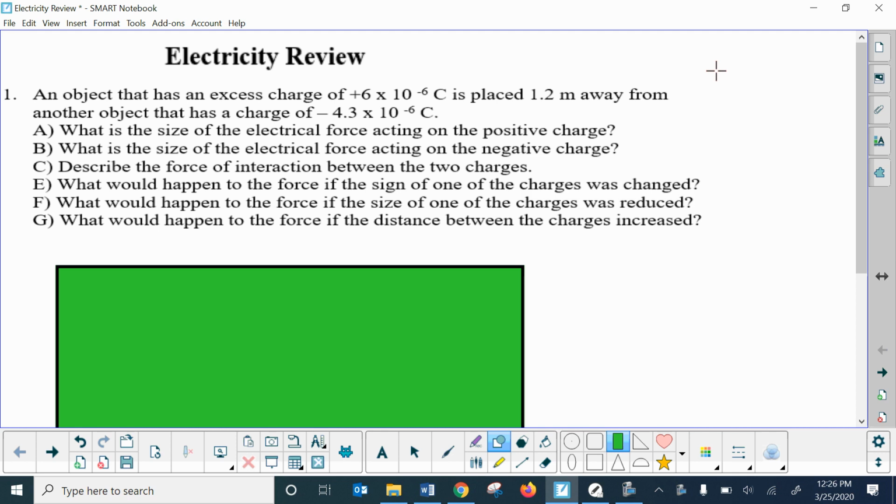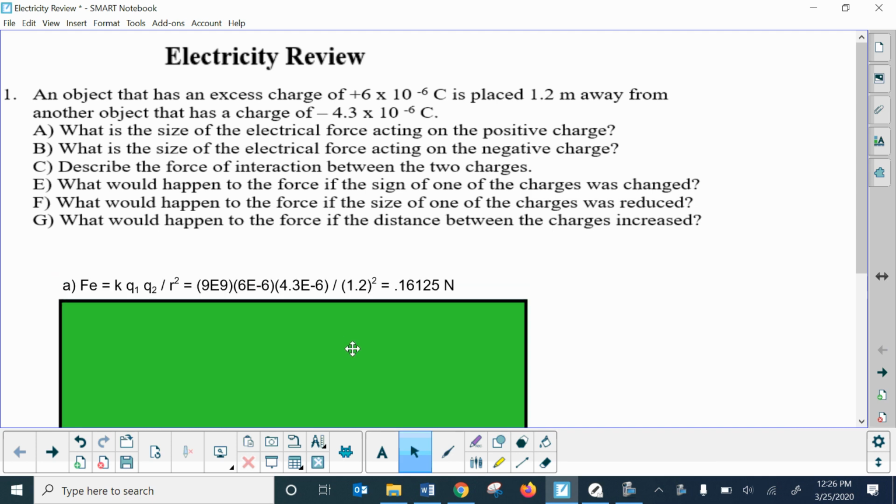First problem says an object has an excess charge of positive 6 times 10 to the negative 6 coulombs. It's placed 1.2 meters away from another object that has a charge of negative 4.3 times 10 to the negative 6 coulombs. So part A, we're trying to find the size of the electrical force, so just the number that goes along with that. So it's just plugging into Coulomb's law, which is that Fe equals K Q1 Q2 divided by R squared. So if you plug those numbers in the same way I did, you should get 0.16125 newtons. That's the answer to part A.